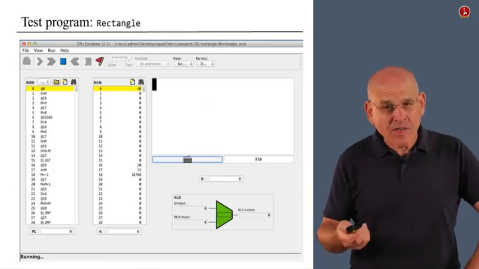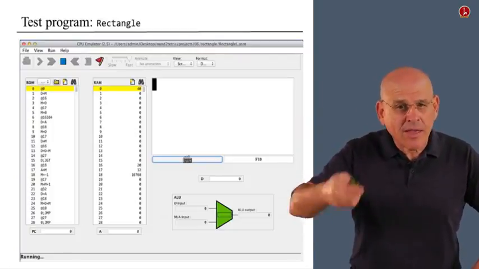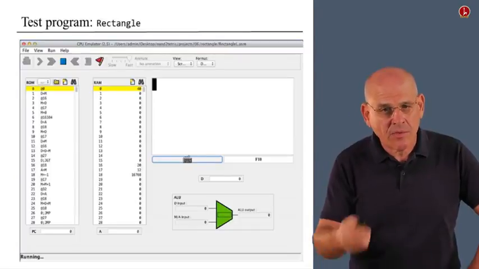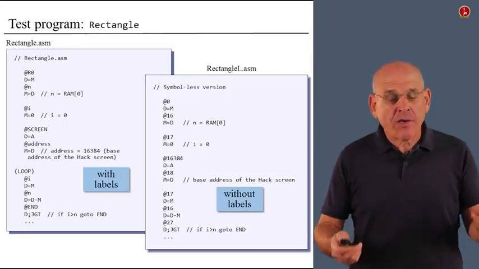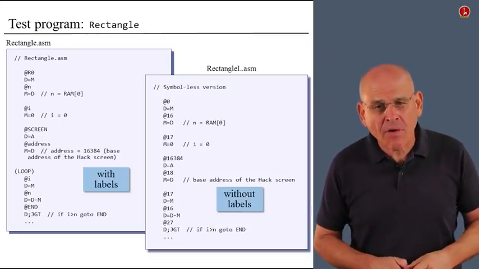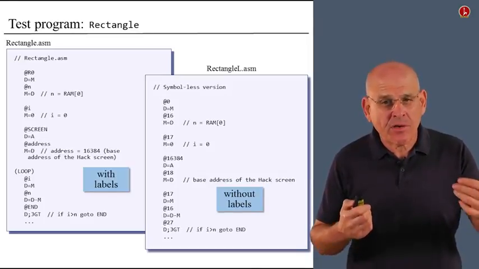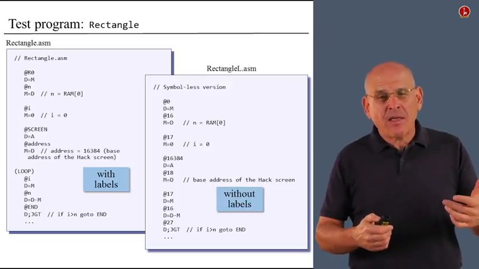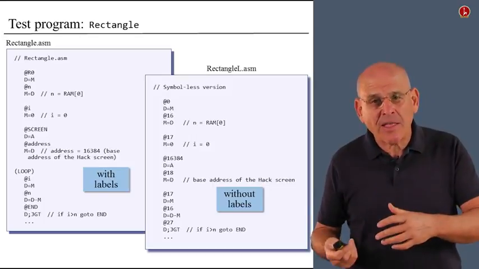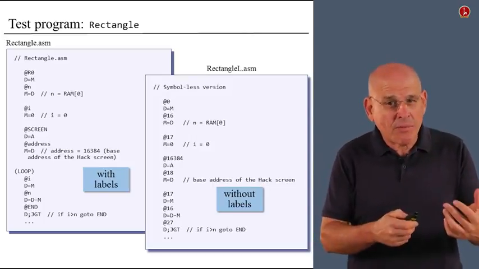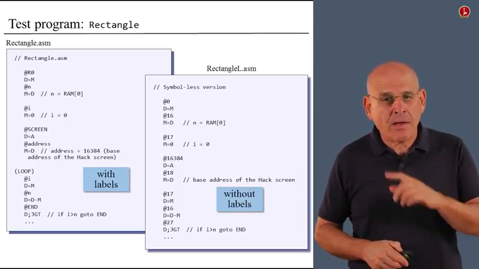In a very similar fashion, we also provide a program called Rectangle that draws a rectangle on the screen, as we see here in this snapshot from the CPU emulator. So here's the code of the Rectangle program. Once again, we supply two different versions of the same program. On the left-hand side, you see the full-blown version with symbols. On the right-hand side, you see the same program without symbols. We basically replaced every symbol with its numeric meaning.